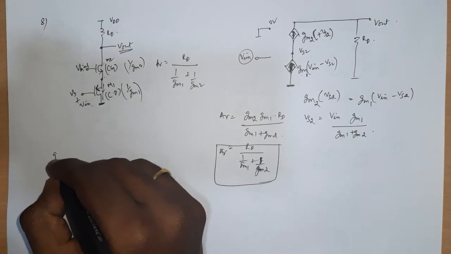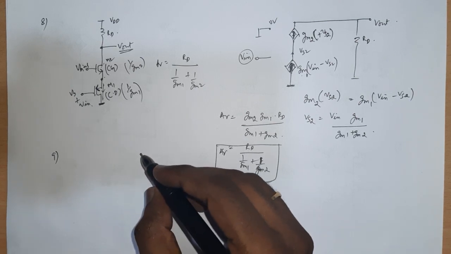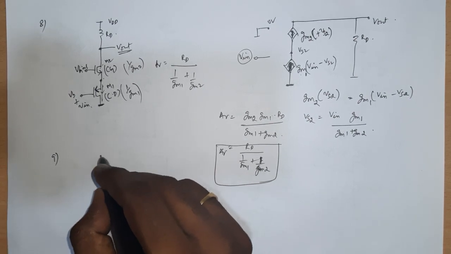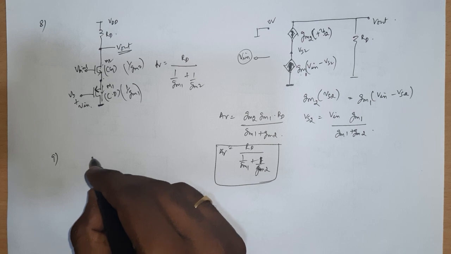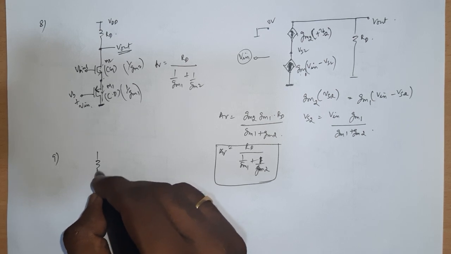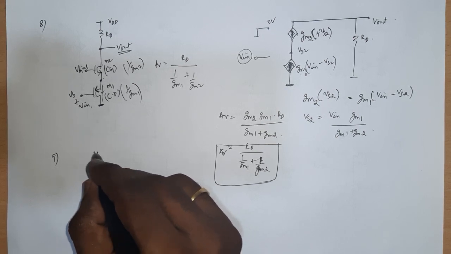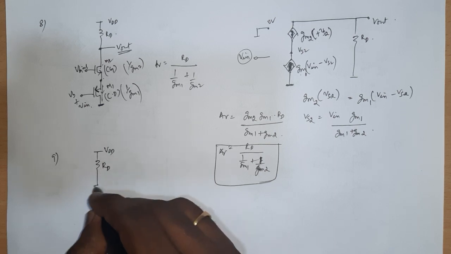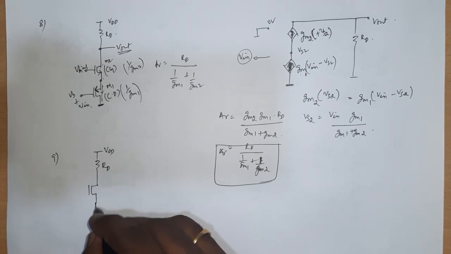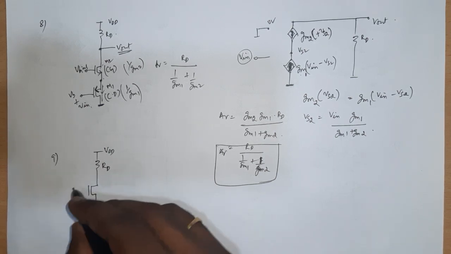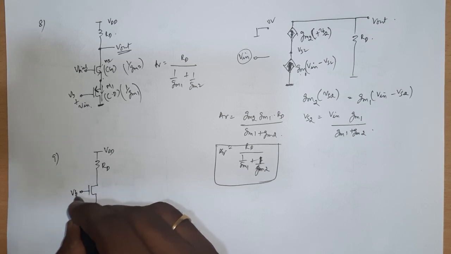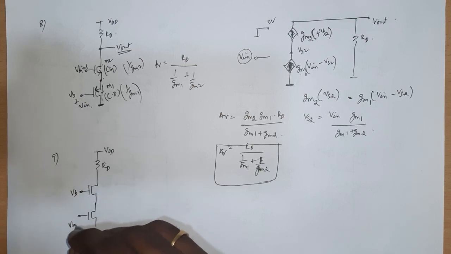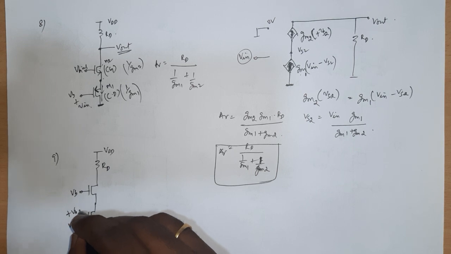Finally, question number 9, we'll wind up with this. We'll look at a case of cascode amplifiers. So you have RD, VD, 2 transistors. Of course, this is a cascode, so some bias is there, some Vin is applied, plus some bias is there.